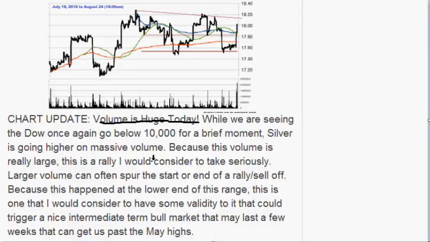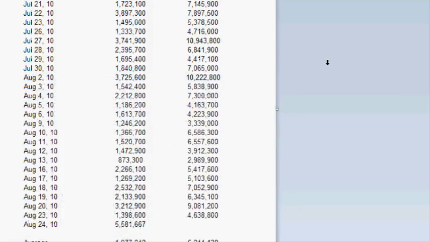Because this happened at the lower end of the range, this is one that I would consider to have some validity to it, that could trigger a nice intermediate term bull market that may last a few weeks, that can get us past the May highs. Well, it obviously got us well past those May highs in a few weeks. But what's interesting was this was the volume that it had.